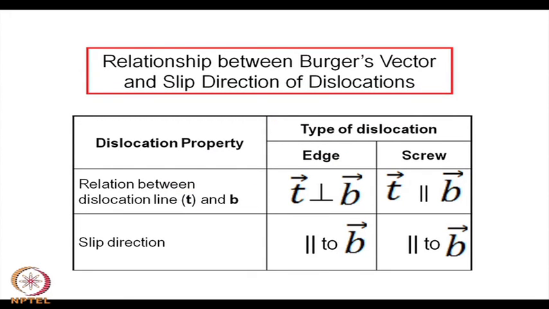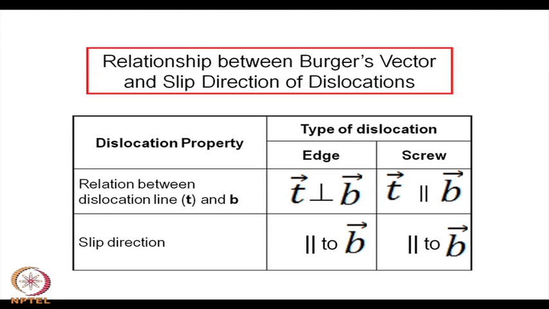The relationship between the Burgers vector and the slip direction of dislocations: in the case of an edge dislocation, the tangent vector is perpendicular to the Burgers vector, whereas in a screw dislocation the tangent vector is parallel to the B vector. But the slip direction is always in the direction of the Burgers vector, because the Burgers vector determines the direction and magnitude of the slip.